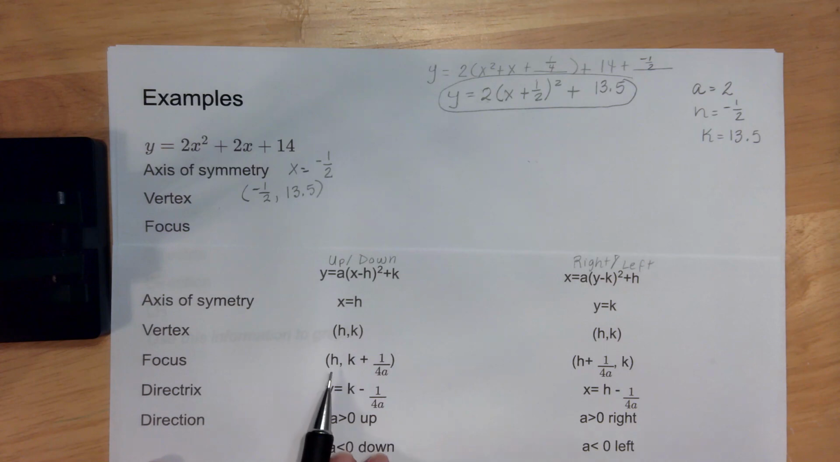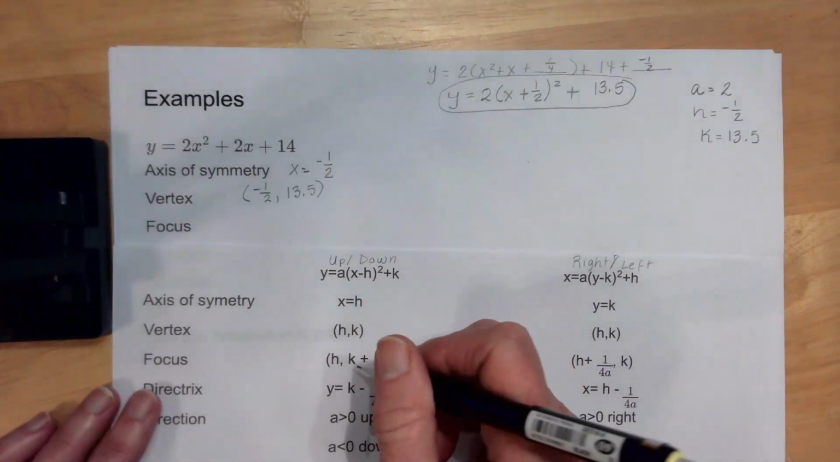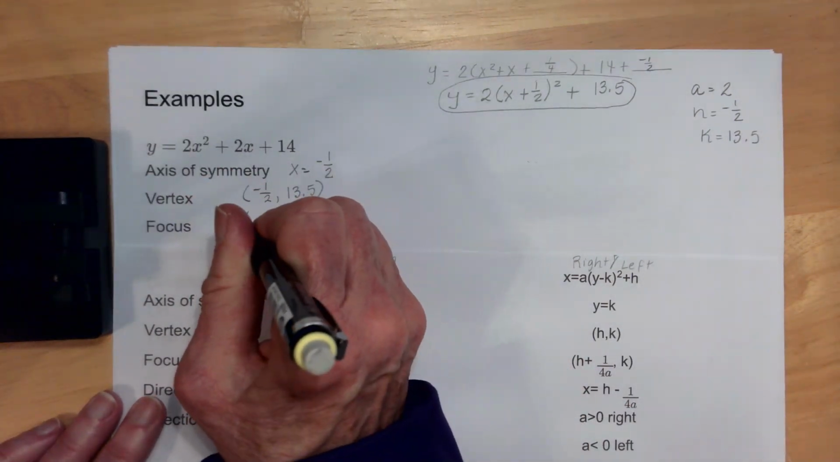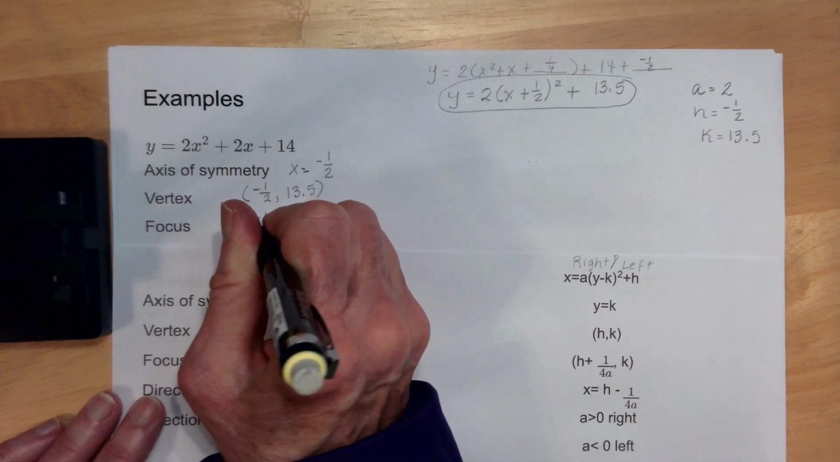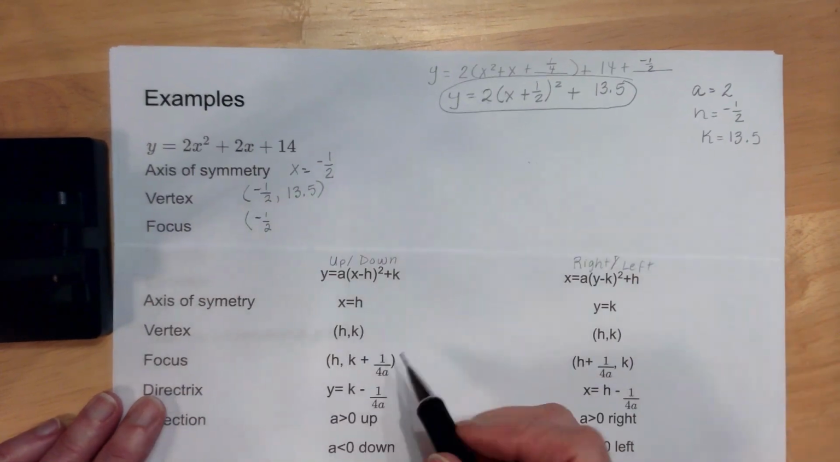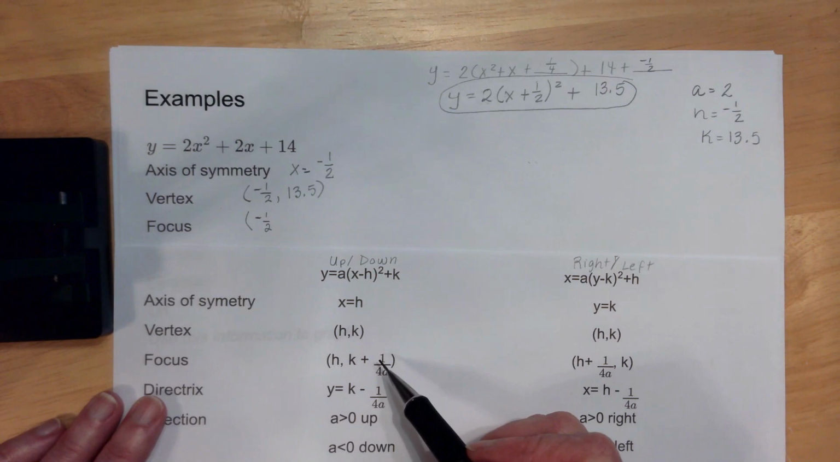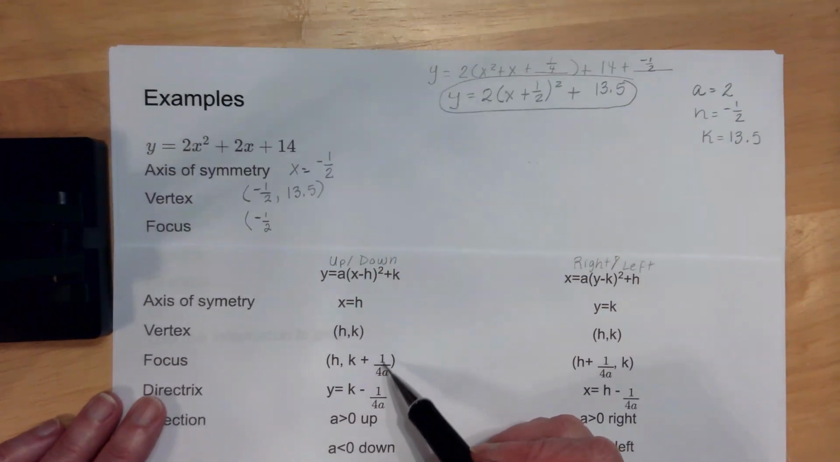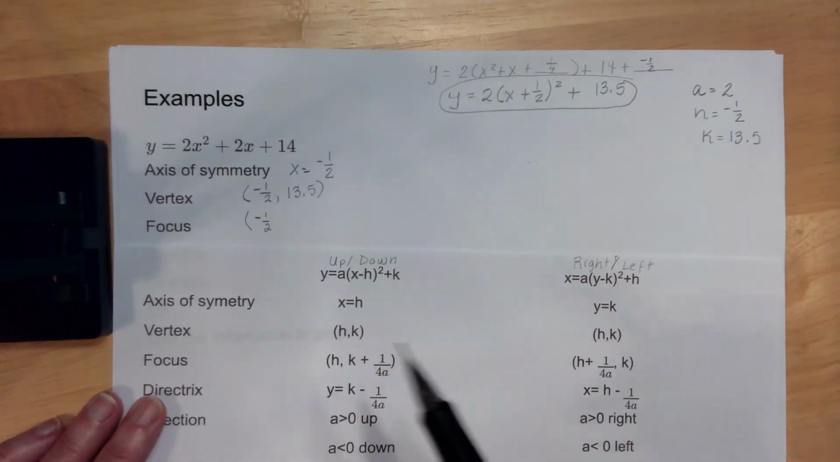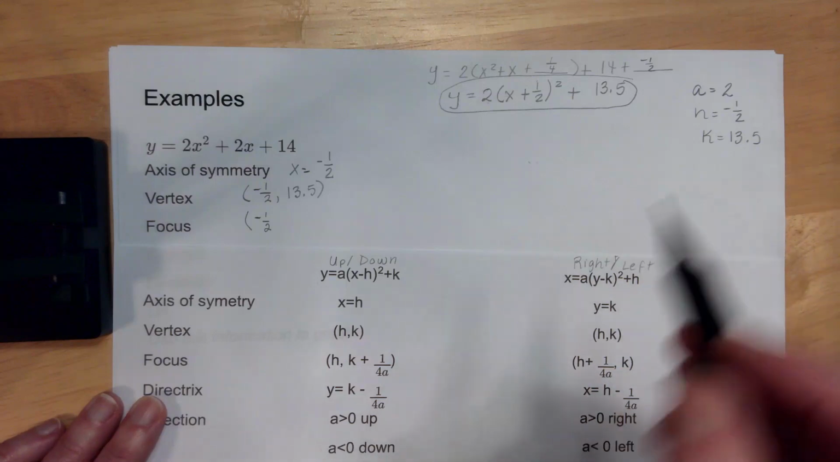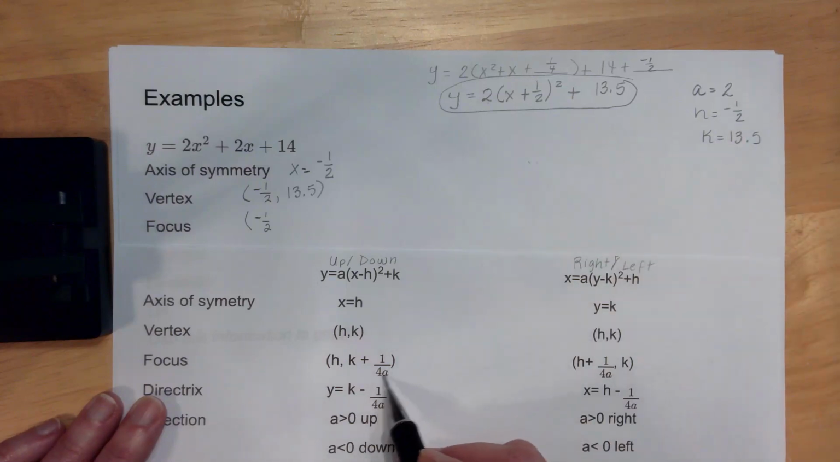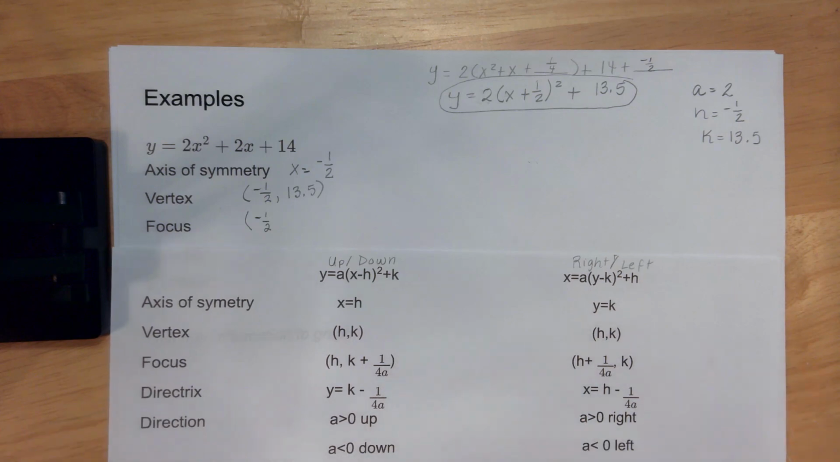My focus is going to be the x value, okay? So my focus is still negative 1/2, okay? And then it's going to be k plus 1 over 4a. So if you look at it, you've got the a value here is 2, so 4a is going to give me 8. So I have 13.5 plus 1/8. So I'm going to do that on the calculator.